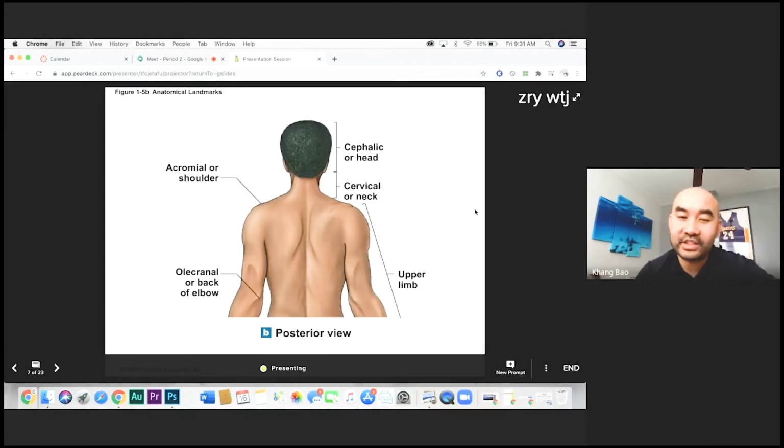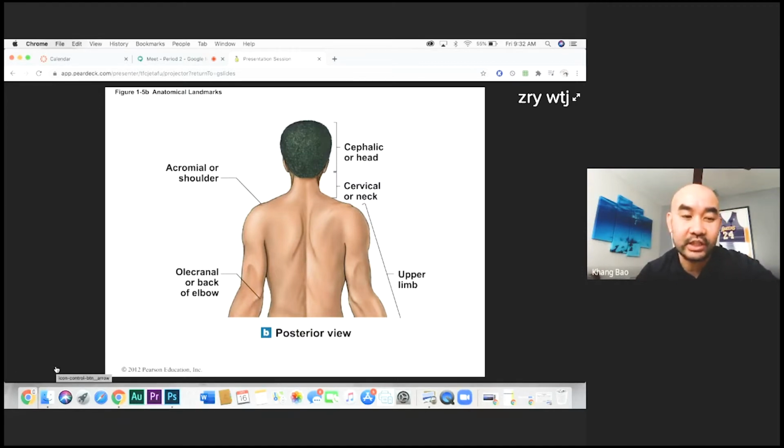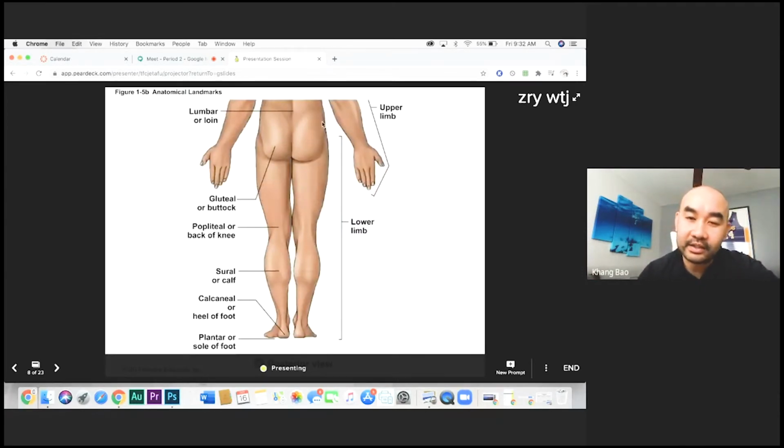So this is the posterior view. These are things in the back, right? While some terms are repeated, like neck is cervical, head. Shoulder is acromial, shoulder. Back of the elbow is olecranial. So again, I want you guys to start using this note to familiarize yourself with these terms, because these are the terms that we'll be using throughout the year when we do dissection, when we do worksheets, tests, and so on. Okay. And then this is the inferior part, the bottom part, but towards the posterior, the back, right? Calcaneal, plantar, right? So there's more.